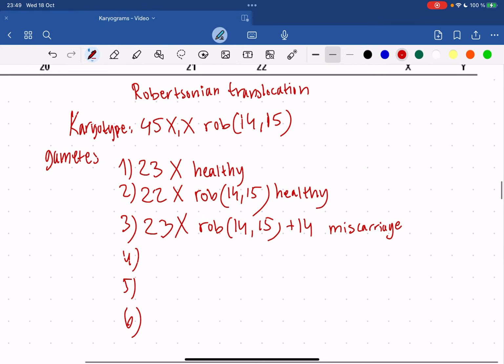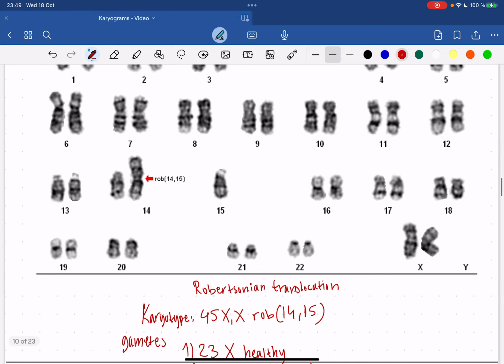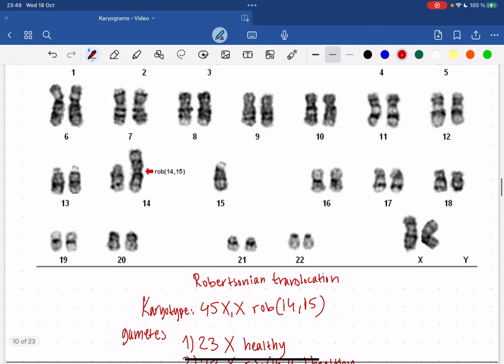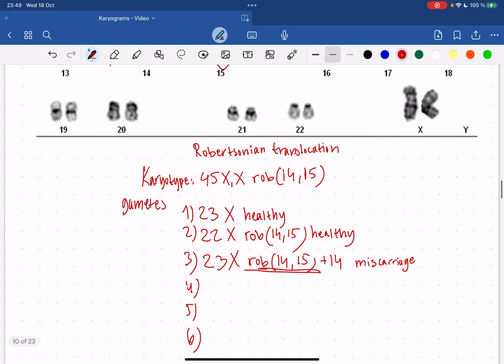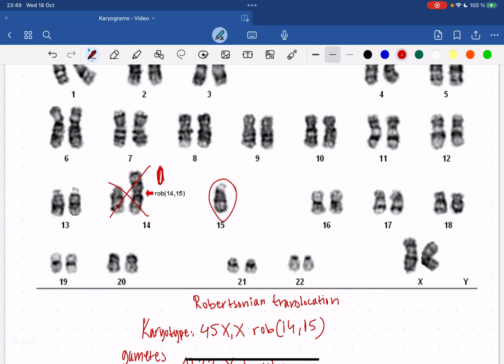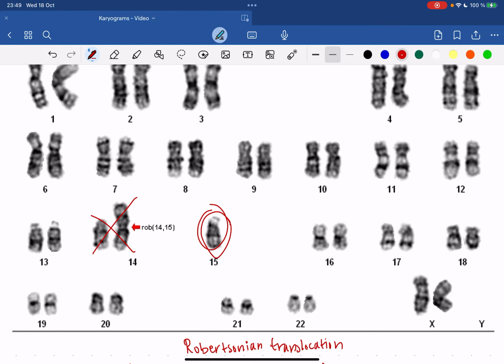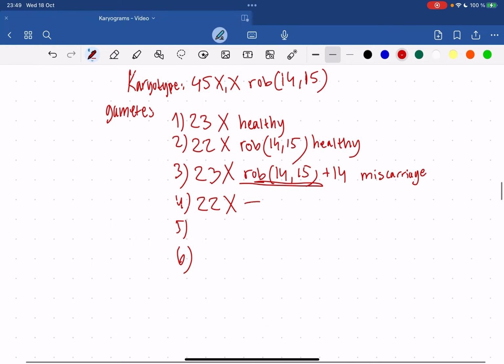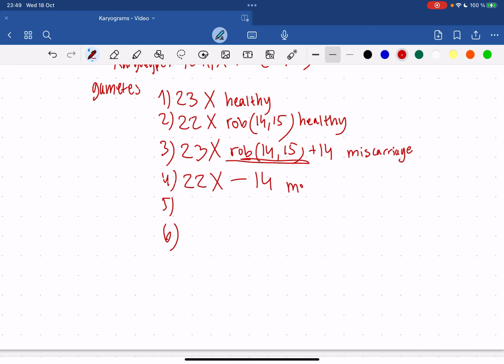Number 4 is if we had this, but we actually lost a chromosome. Now, how would that look like? We only pick this one. We don't pick any of these ones. So in this case, we would have 15, but we don't have any of the 14. So it would be 22X, because again, there should be a chromosome here, but because there's not, there's going to be one less chromosome, so 22. And then there's not a Robertsonian translocation because we picked this and we picked nothing here. So no Robertsonian translocation, instead we just write minus 14. And because this will lead to a monosomy, why minus 14? Because we don't have anything of 14, so minus 14. This would lead to monosomy, which would be a miscarriage.